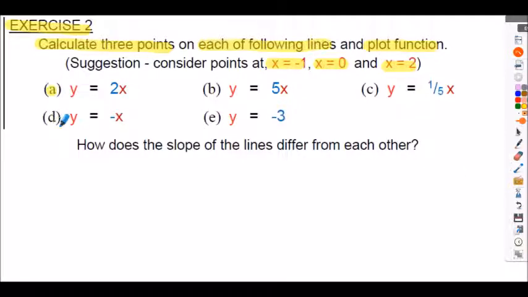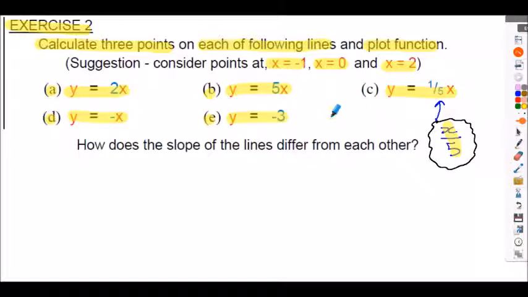A is y is equal to 2x, B, y is equal to 5x, C, y is equal to a fifth of x, which could be written as x upon 5 for your reference. Part D, y is equal to negative x, and then part E, y is equal to negative 3. So we need to work out the y values for each of the x values given, and encourage you to stop the presentation and attempt that exercise. The coordinates are shown on the following slide.